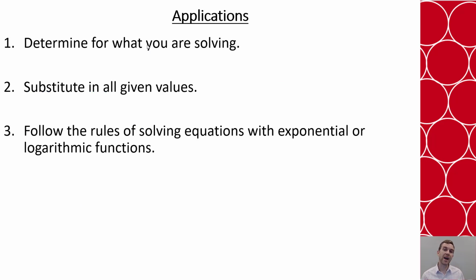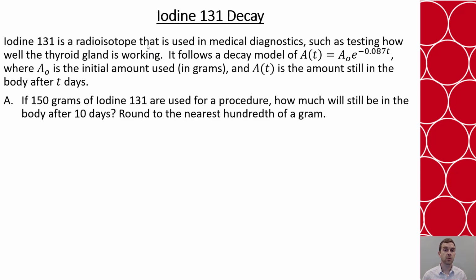Now, as we do application problems, we first want to look at them and determine what it is we're exactly trying to solve. Do we have an equation that can help us, and where does that unknown go into the equation? We also want to find and make sure we have all of our values that are going to help us solve that. So we substitute them in and then follow all of those same rules like we were doing on those problems before. So say we're looking at iodine 131 decay.